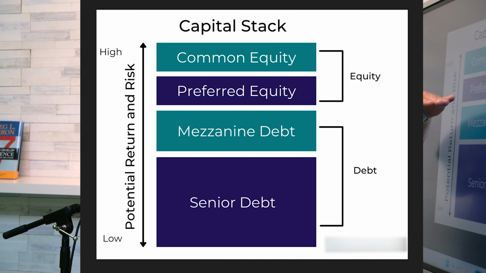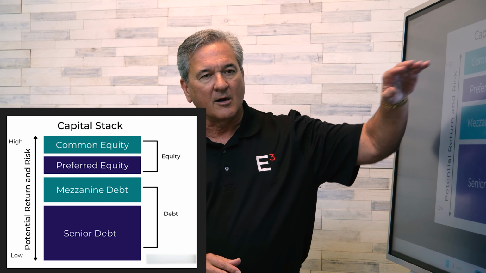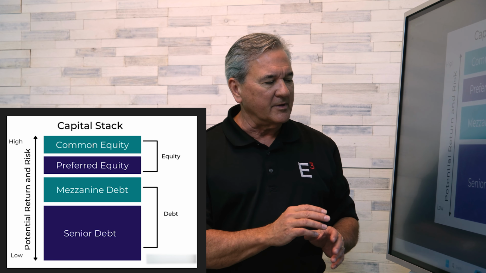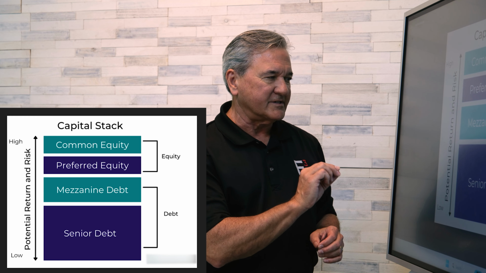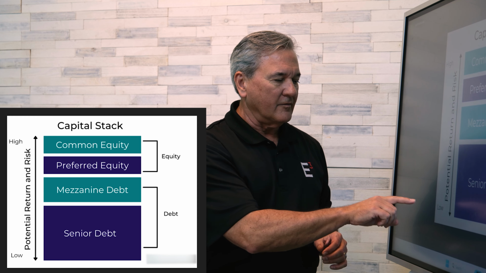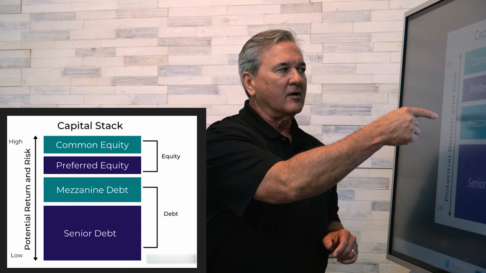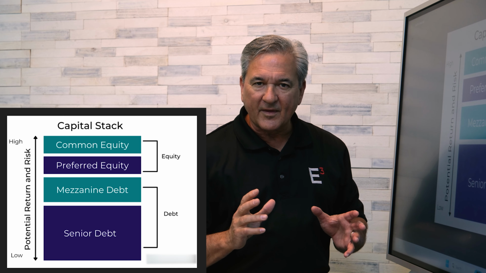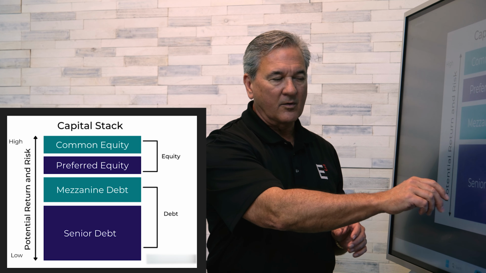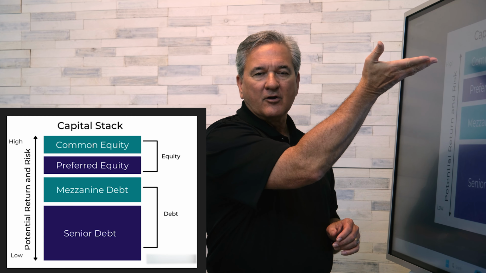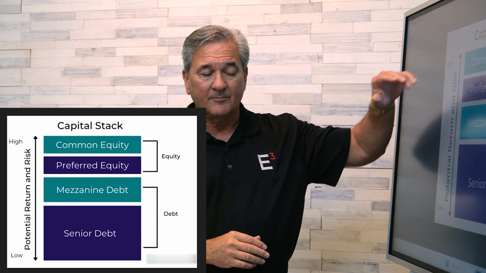The next two are what we call equity. It's preferred and common. And I like this chart because it shows you from a standpoint of potential return and risk. On this side, it starts with senior debt as low and going up to high. What that means is that the risk for senior debt is low, and the higher up you go, to common equity, your risk gets higher.